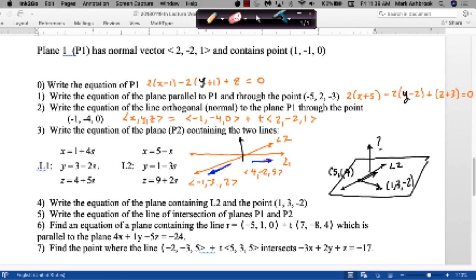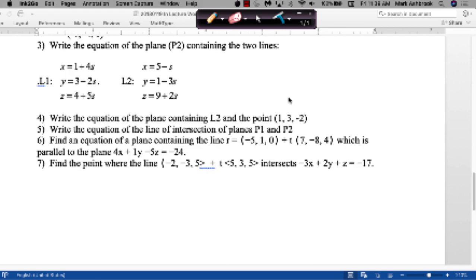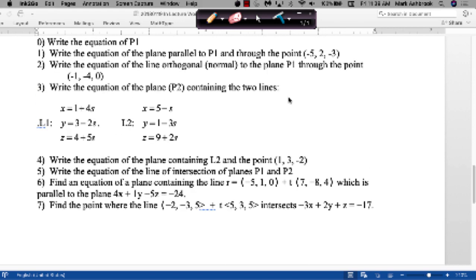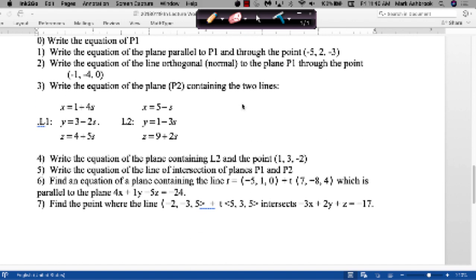Okay, number 5. Intersection of the planes. Okay, so P1. I shouldn't have erased. What was my equation of P1? I'll just draw pictures. We won't do the actual numbers. We'll just talk.